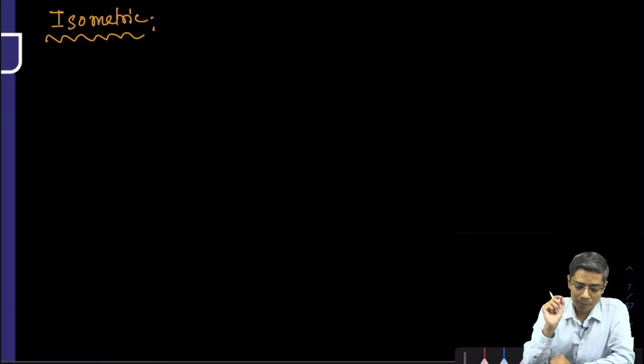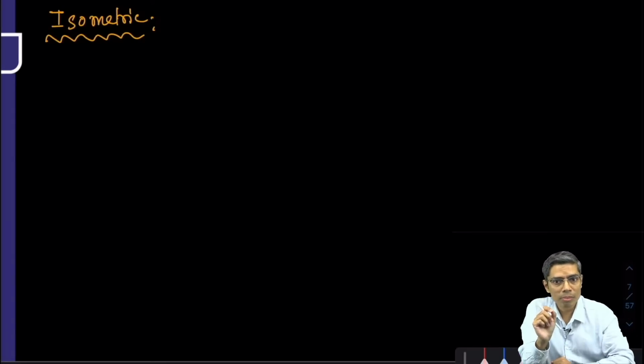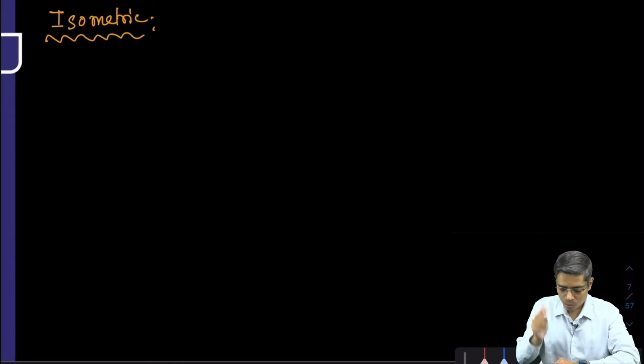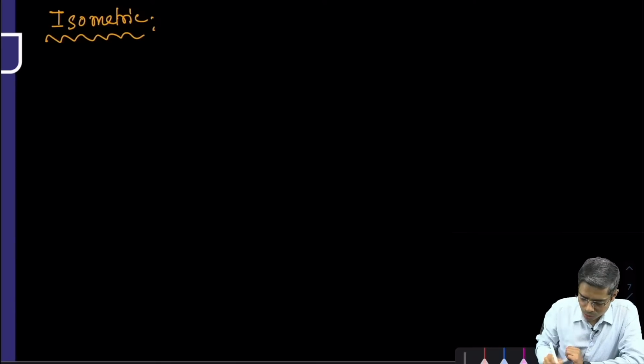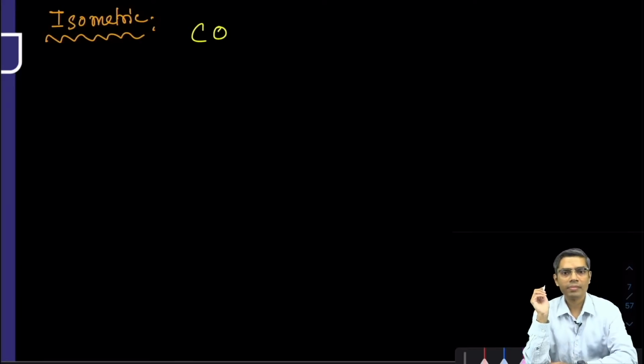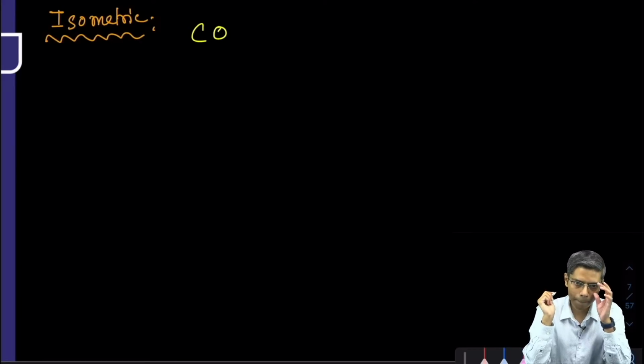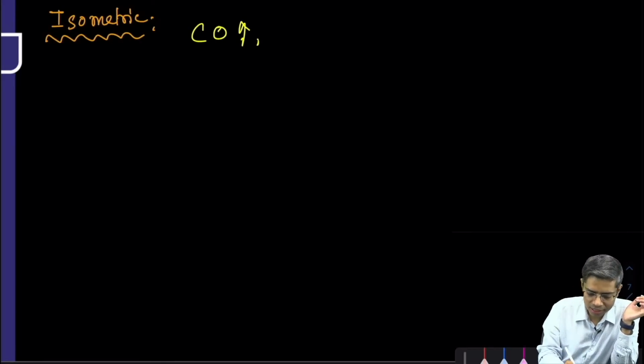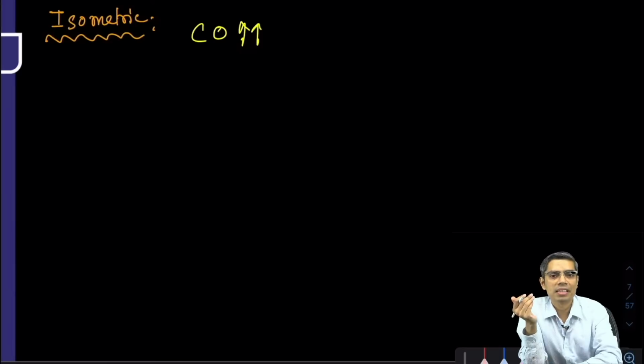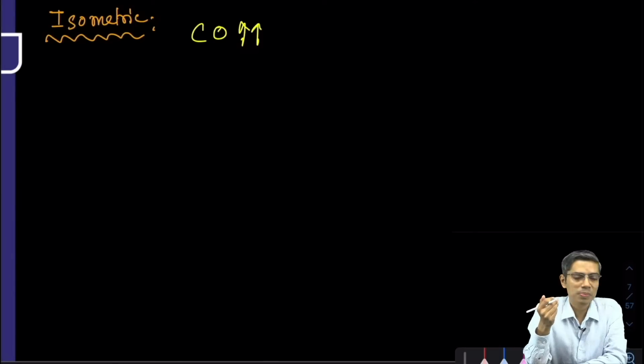Now, whenever the person is doing this kind of isometric exercise, what will happen to the cardiac output of this person? Cardiac output will increase or not? Obvious thing is that it is a very severe form of exercise. Isometric exercise is a severe form of exercise. Cardiac output has to be increased.